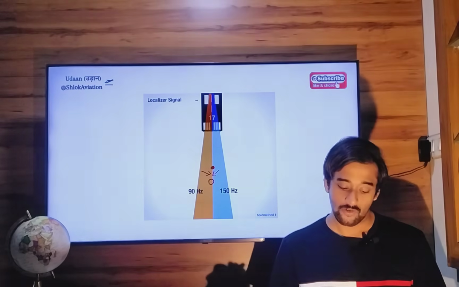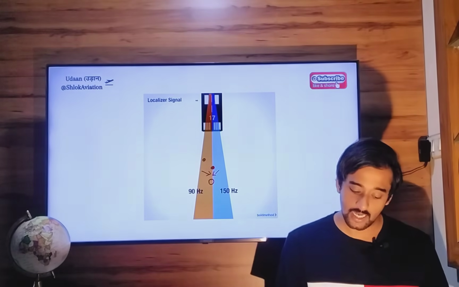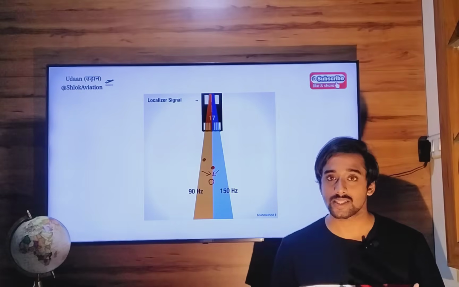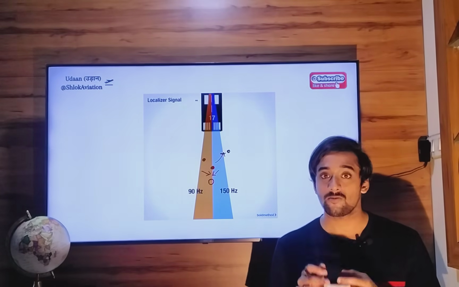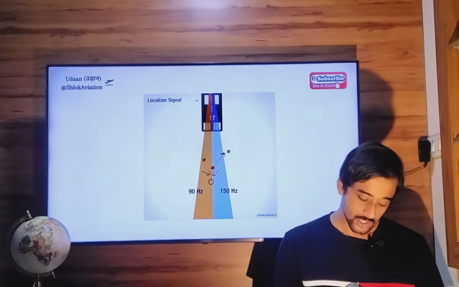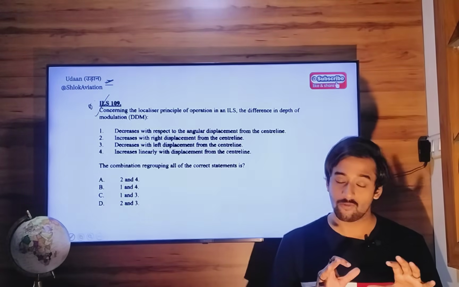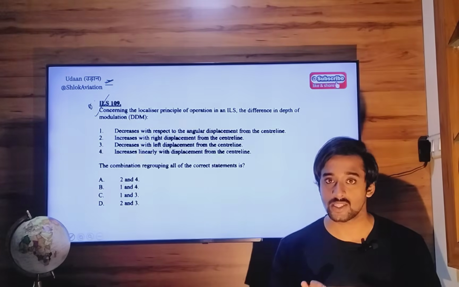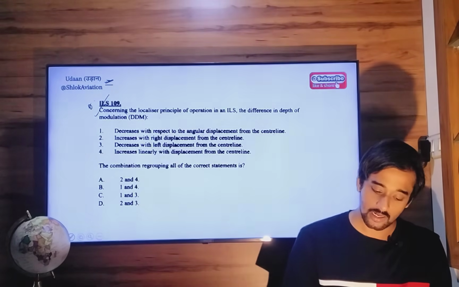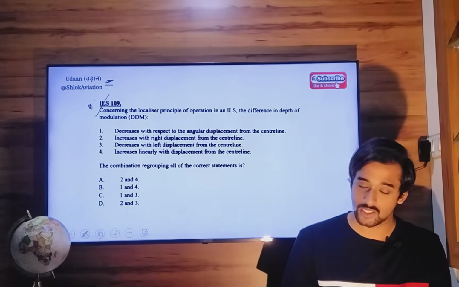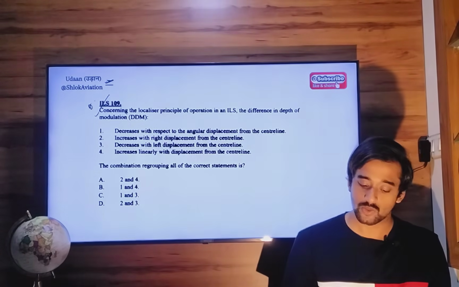Okay. So you will receive, if you deviate to the left hand side, more of the 90 hertz signal. If you deviate to the right hand side, you will receive more of the 150 hertz signal. So there won't be balance between the two signals if you deviate away from the center line of the runway. So the difference in depth modulation decreases with respect to the angular displacement from the center line.